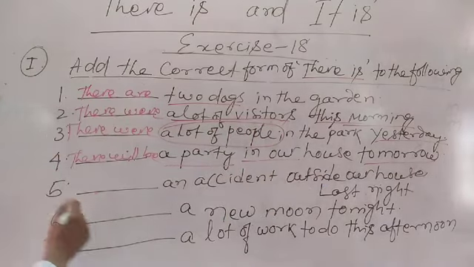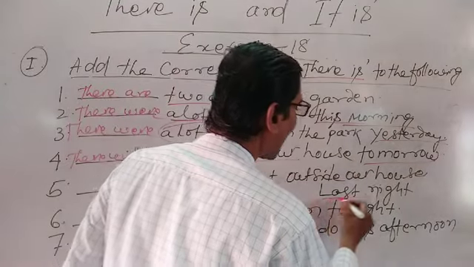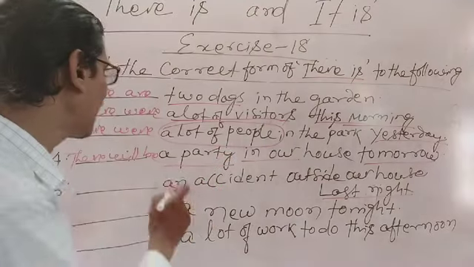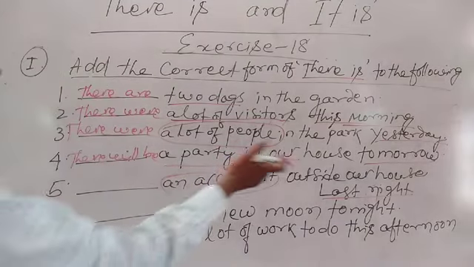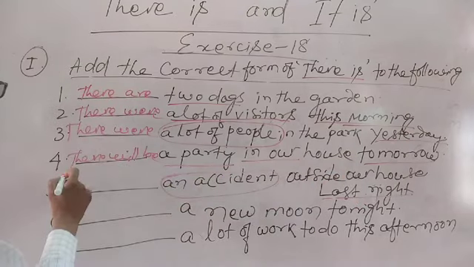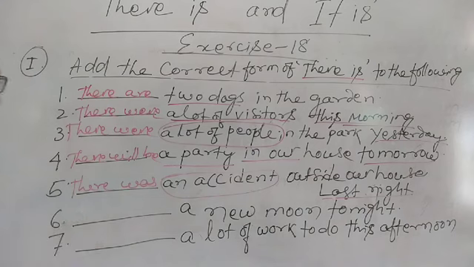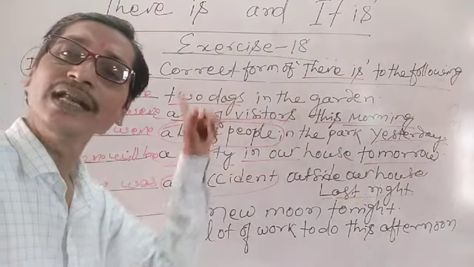Understand? So similarly, there is an accident outside our house last night. Last night is talking about the past time. An accident is talking about the singular subject. So past time and singular subject. There was an accident outside our house last night.